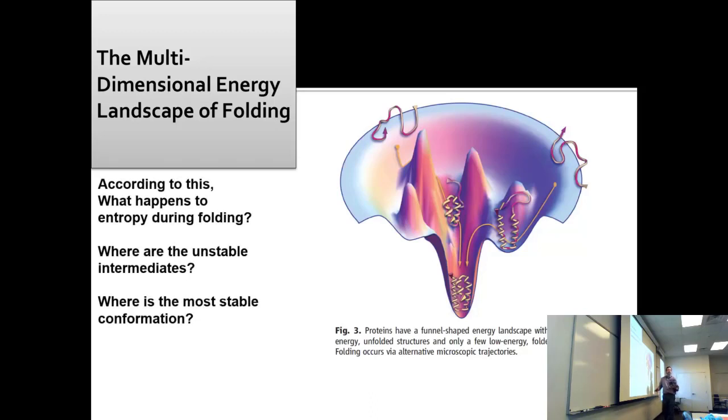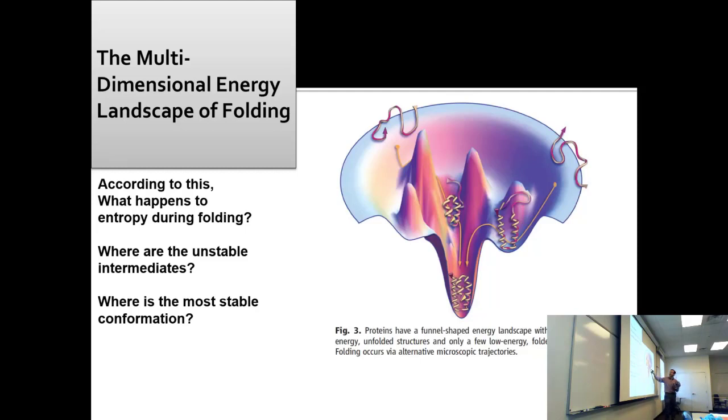So according to this, entropy decreases during folding. Energy becomes more stable. It becomes more negative, but we're going to be chemists. Energy becomes more stable as entropy decreases.